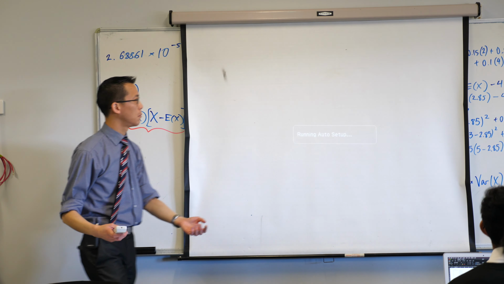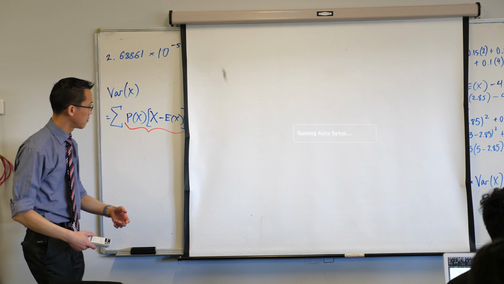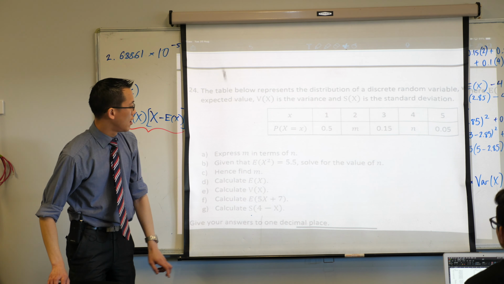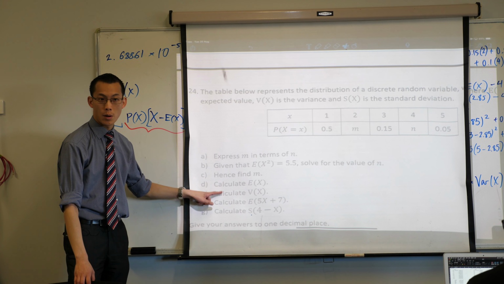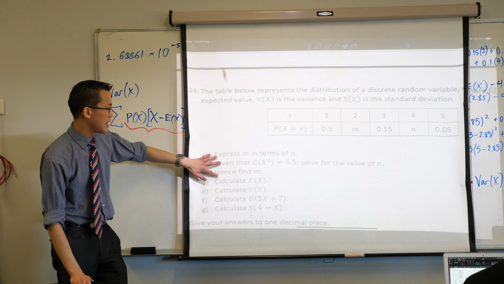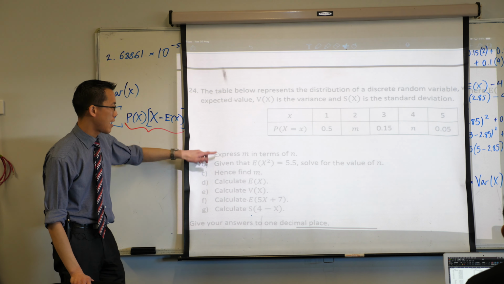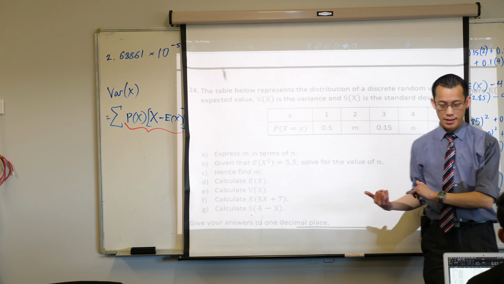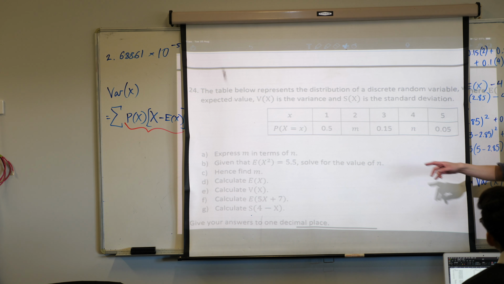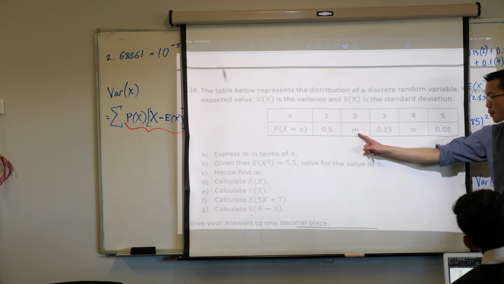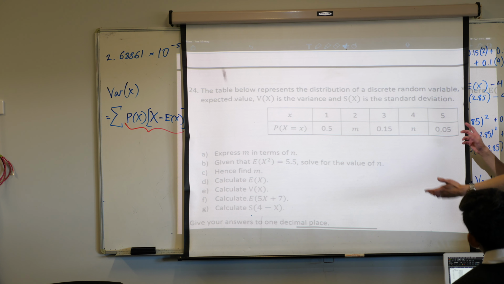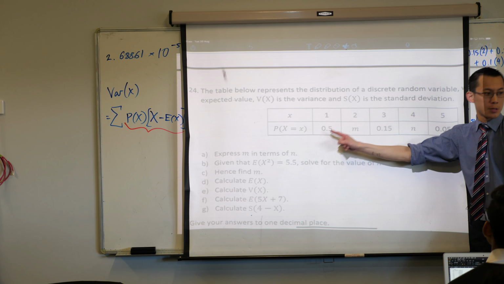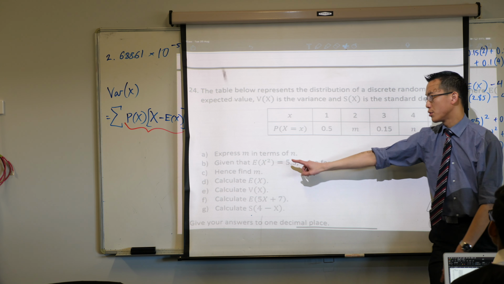See if this wakes up. Tick, tick, tick, tick. Success. So this is just over the page. Now, you can see this stuff down here is exactly what we were thinking about before. But let me remind you how to do these earlier bits. Express m in terms of n. Where are m and n on this set of data? It's here underneath the 2 and underneath the 4. So these are probabilities. This is a discrete random variable. So what do you know about all the probabilities? They add up to 1. Very good. So when you write that, this plus this equals 1, you'll be able to do part A.